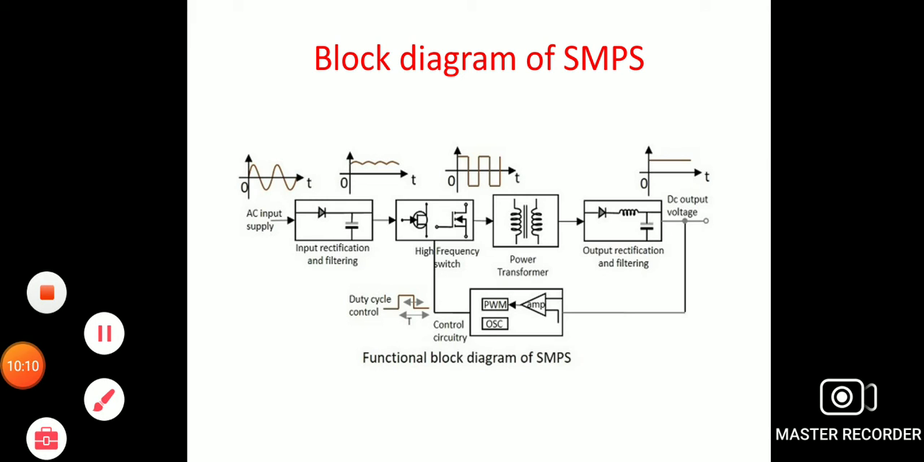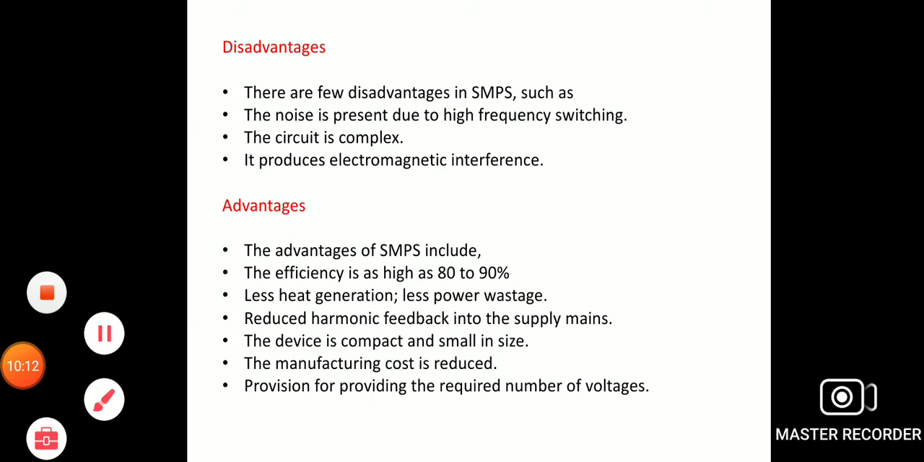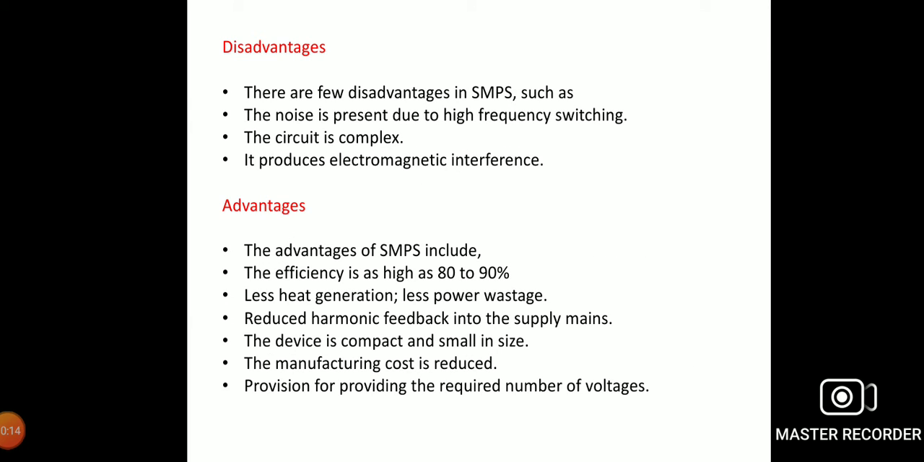Now let us move to the advantages and disadvantages. First, we discuss the disadvantages of SMPS. There are a few disadvantages in SMPS, such as noise is present due to high frequency switching, the circuit is a little complex, and it produces electromagnetic interference.